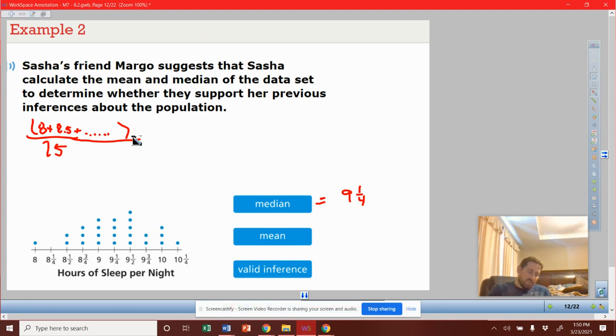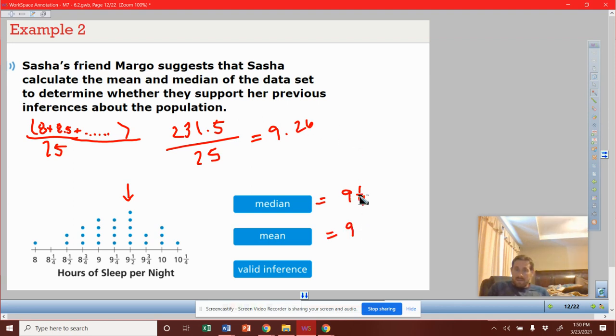Now, I may have screwed up. I may have done one number too many or missed a number, but I got 231.5 for the total of adding up all those numbers that we see there. If I had a stack like this of five 9.5s, I added 9.5 five times in a row, and this is what I got. So the average, divide that by 25, and you get an average of 9.26. So 9 and almost a fourth again.